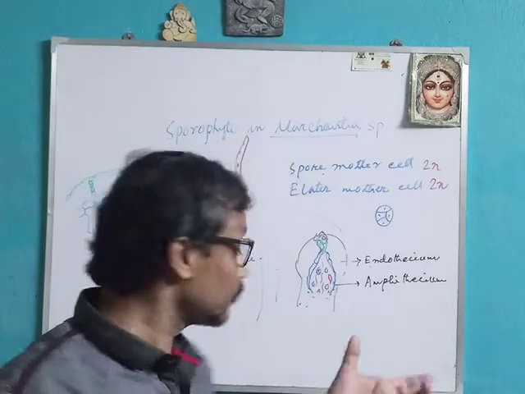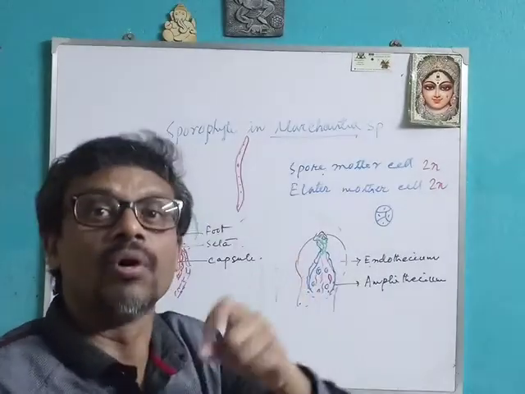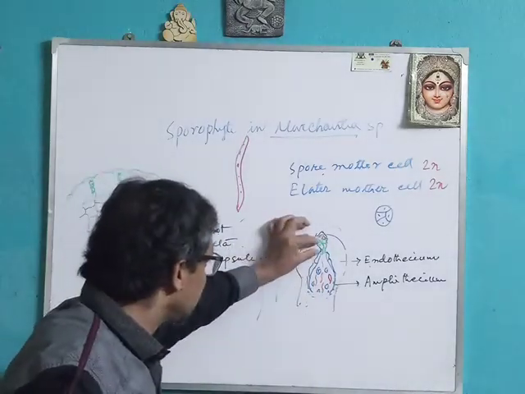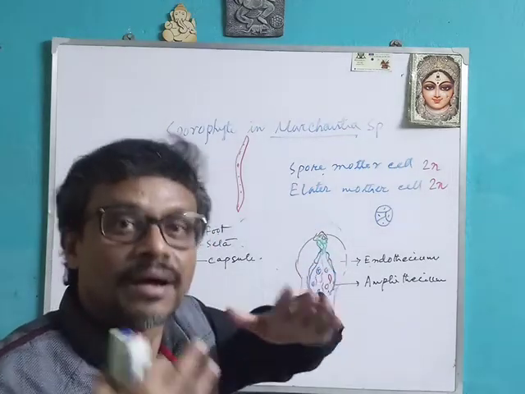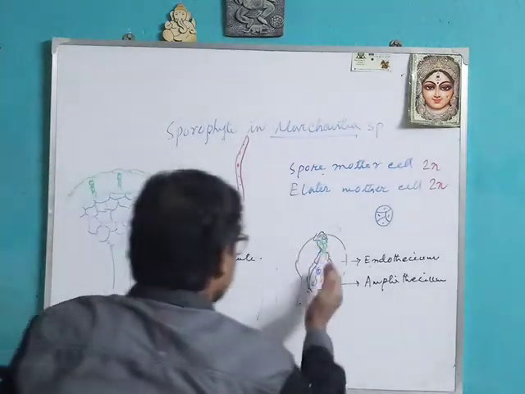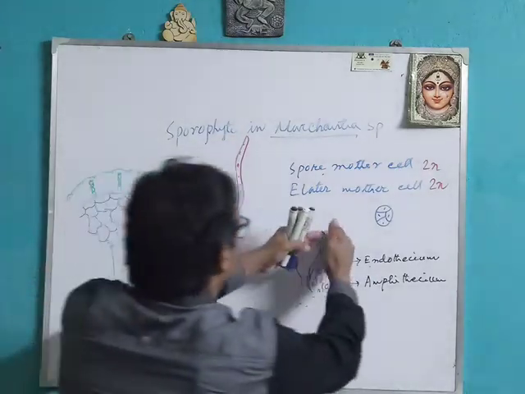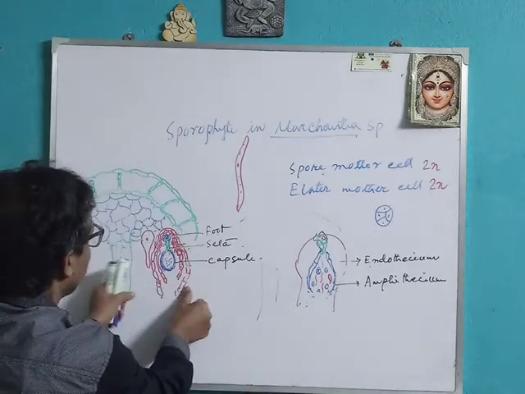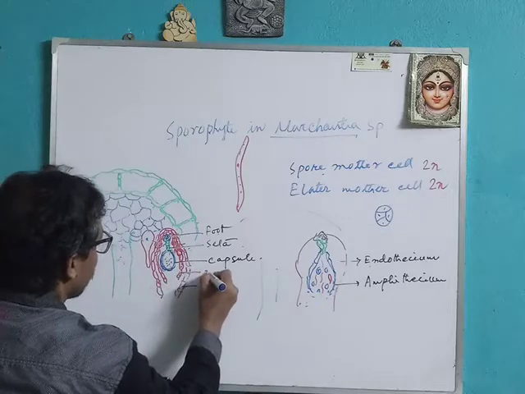What is the role of seta? Actually, what does it do? It elongates. Before the capsule bursts, the seta elongates. As a result, the capsule gets a chance to come out of the calyptra, because the total structure is surrounded by a calyptra. The calyptra as well as the pseudoperianth are derivatives of the venter wall, so they are haploid. See, this one is haploid in nature, this one is haploid in nature.